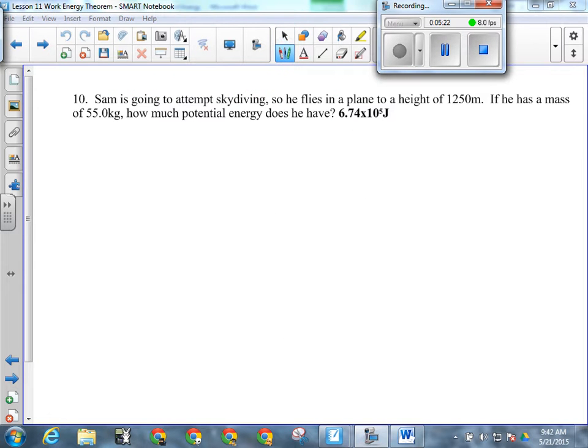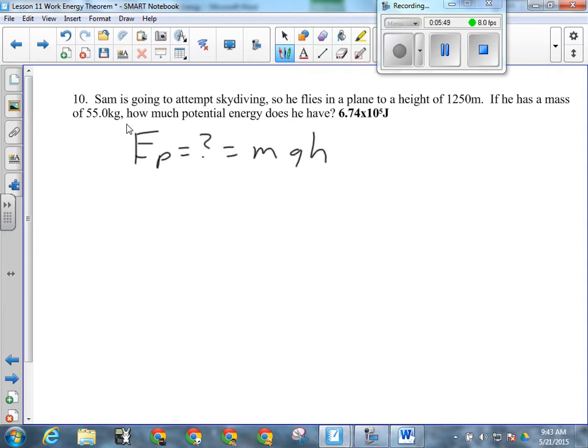So on number 10 here, guys, if a person jumps out of a plane, assuming the plane's not moving forward, it's a helicopter, it's just hovering there, it only has what kind of energy? Only has potential. So the person inside also only has potential energy. So we want to figure out how much he has when he's at that height. So EP is the thing that's unknown, but we know the formula for that is m times g times h. We know the person's mass is 55 kilograms, and we know the height is 1,250 meters, and 9.81 is always present. So we just go 55 times 9.81 times 1,250.